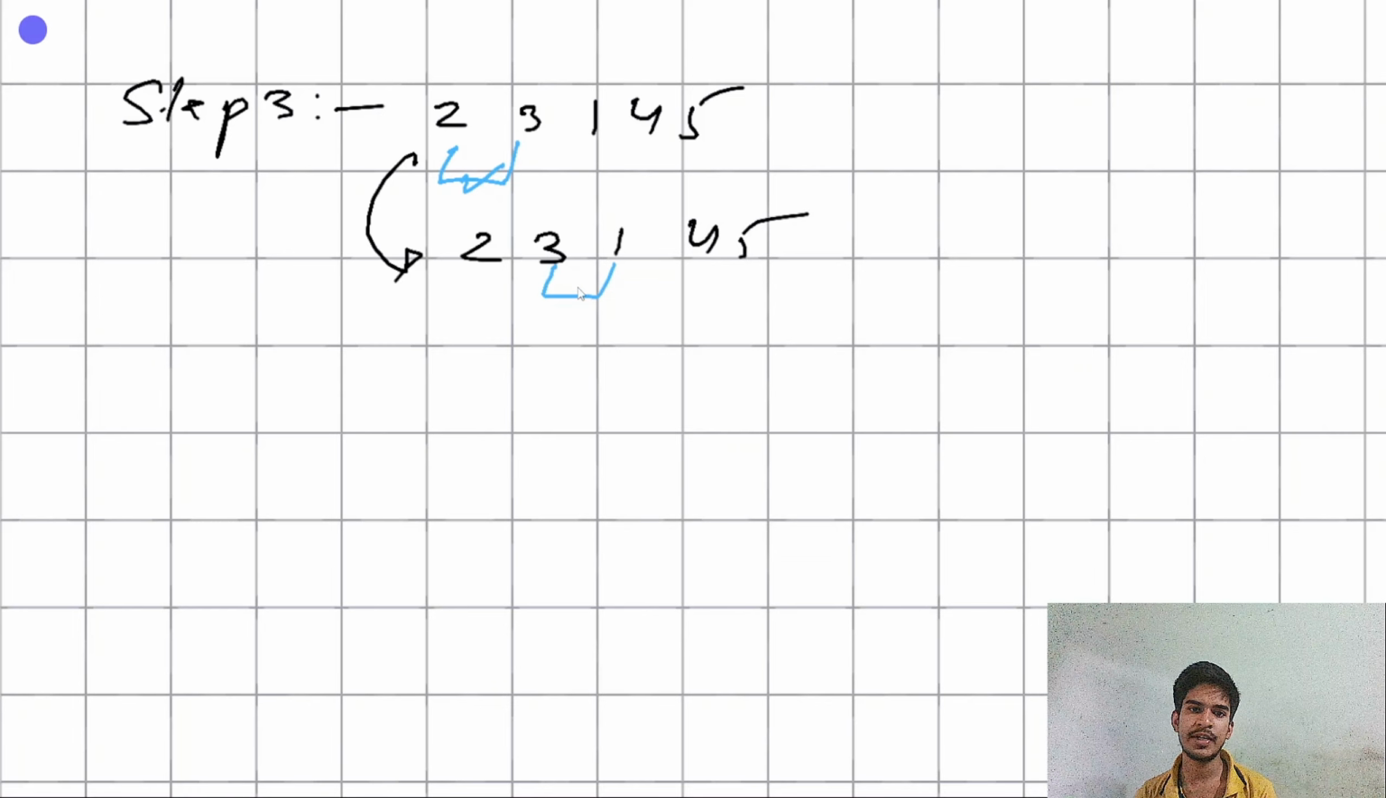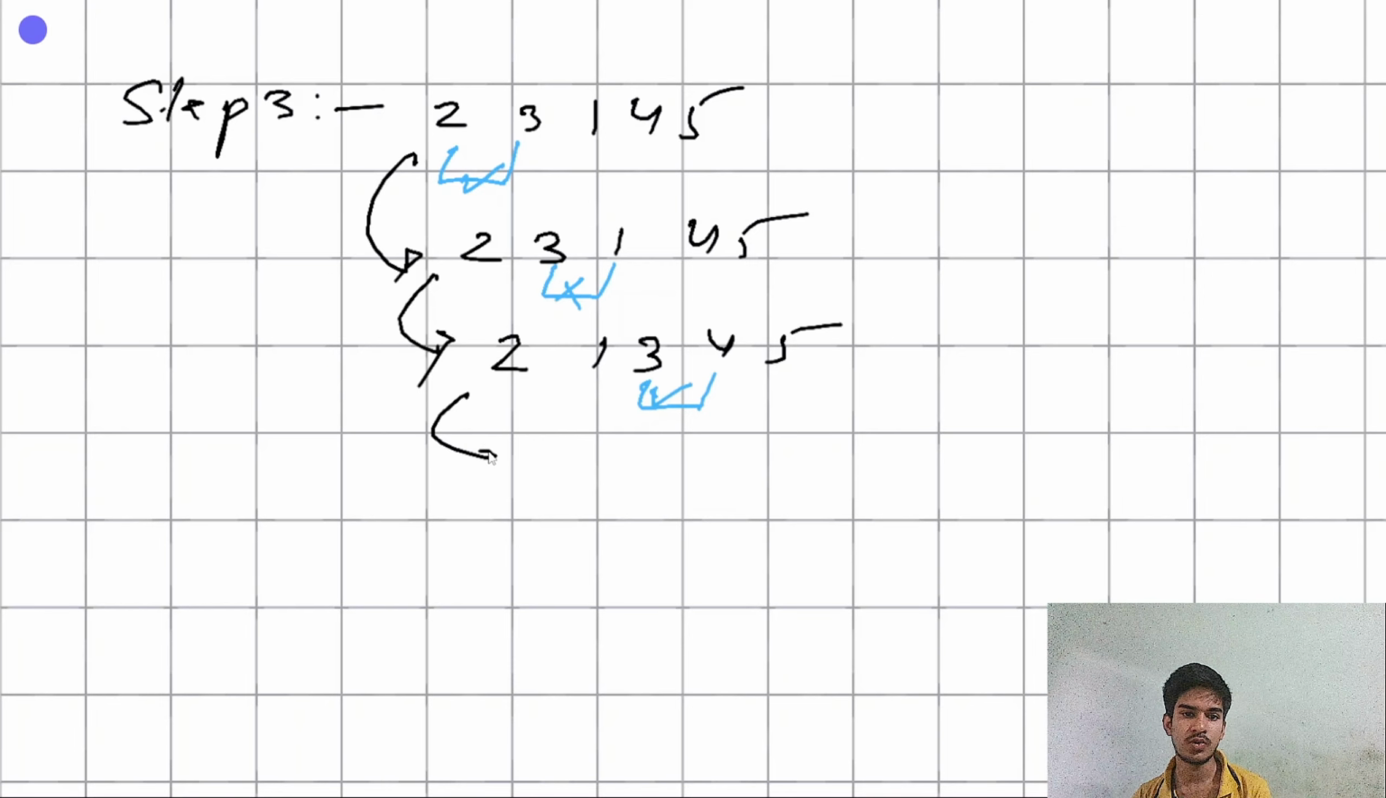Are these two elements correct? No. So we'll get 2 1 3 4 and 5. Then we'll check if 3 and 4 are in the correct order. Yep, this is in the correct order. So now it will be 2 1 3 4 and 5. Now again we'll check if this one is in the correct order. No, this is not. Okay, this is in the correct order. Yep.